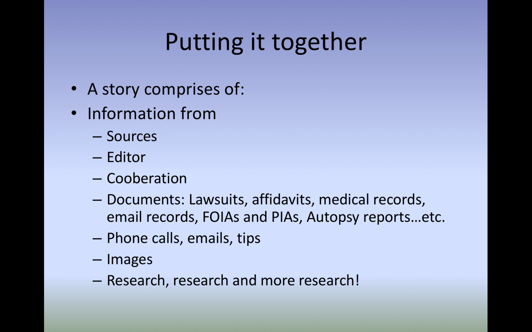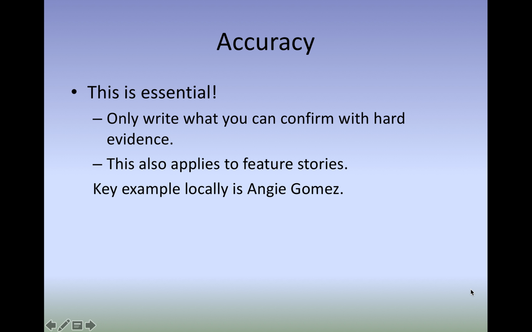All right, so here's some information. This is what a story comprises of. You have your sources, of course, where you get the information, the people you quote, the data you collect. Sometimes your editor gives you information, corroboration, lawsuits, affidavits, etc. Okay, you need all this information to put one story together. Sometimes you have too much information.